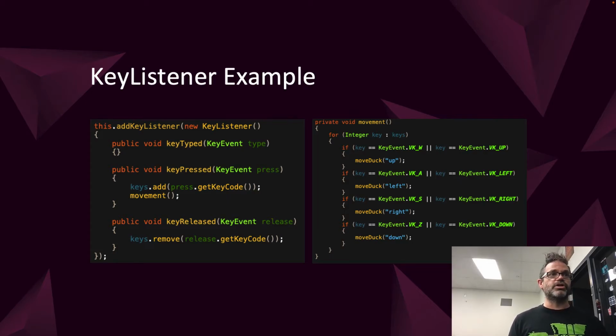And as you can see, I'm calling the associated move duck method, passing it up, left, right, or down, so I can grab that information and make that happen. And so my movement's simply being bound to that and using that information.